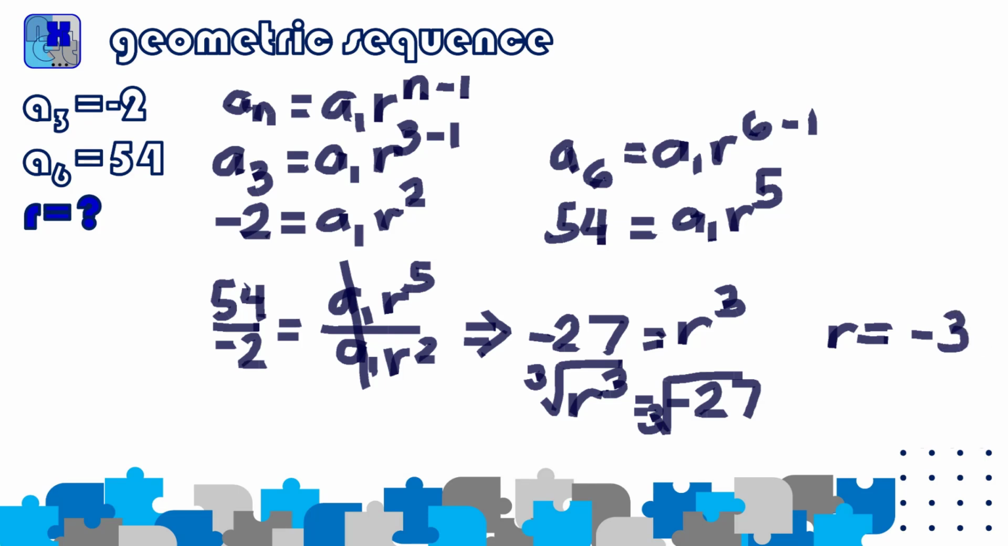This is now the common ratio of this given geometric sequence, whose third term is -2 and sixth term is 54. We have applied here the idea of structuring both given terms in the form of equations using the given formula and the division of equality.